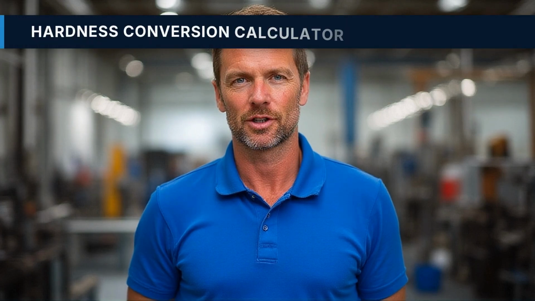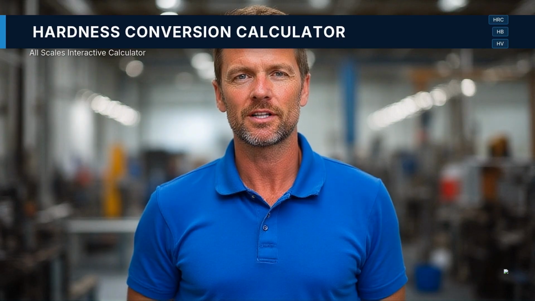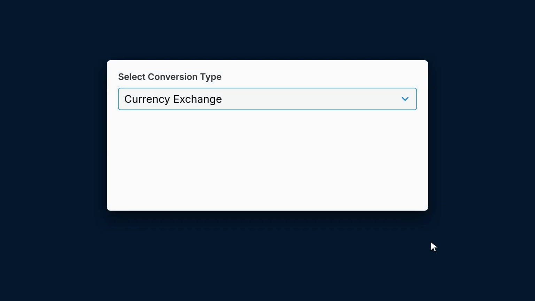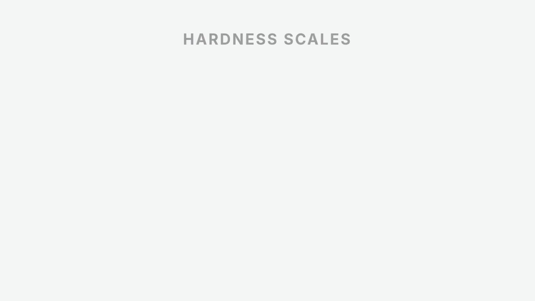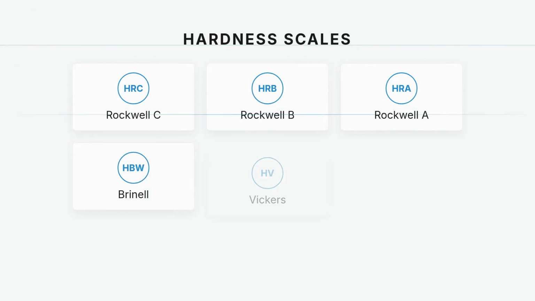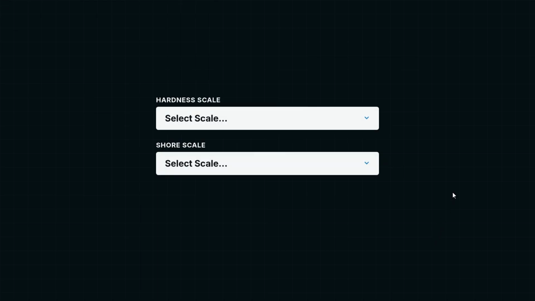The Hardness Conversion All-Scales interactive calculator converts between different hardness measurement scales used in materials testing. Let me show you the input options. First, you'll select your conversion type from the drop-down menu. You can choose from Rockwell C, Rockwell B, Rockwell A, Brinell, Vickers, or Shore hardness to convert to other scales. For this demonstration, I've selected Rockwell C.